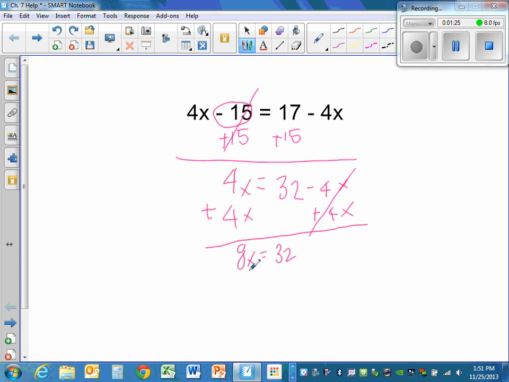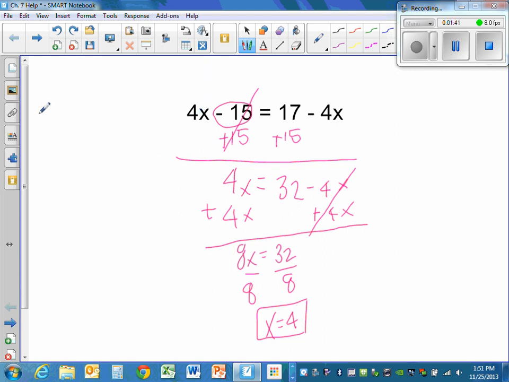My next step will be to divide both sides by 8. And I'm left with x equals 4. You can always go back and plug your answers into your variables to make sure that your statements are true.